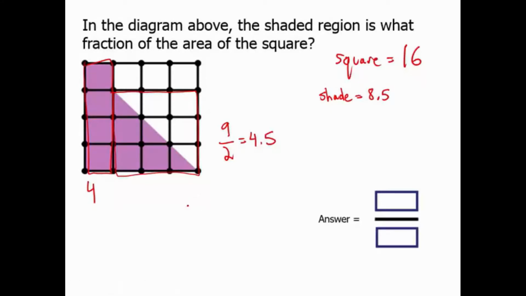Well, so our fraction would be 8.5 over 16. That's kind of ugly, having a decimal as part of the fraction. So what I'm going to do is multiply the numerator and denominator by 2. You can always multiply by 2 over 2 because that's the same as multiplying by 1. 8.5 times 2 is 17. 16 times 2 is 32. And so 17 over 32, that is the proportion that is shaded.